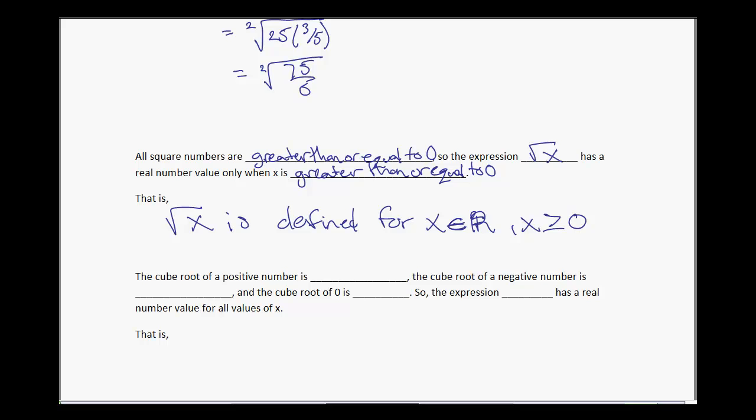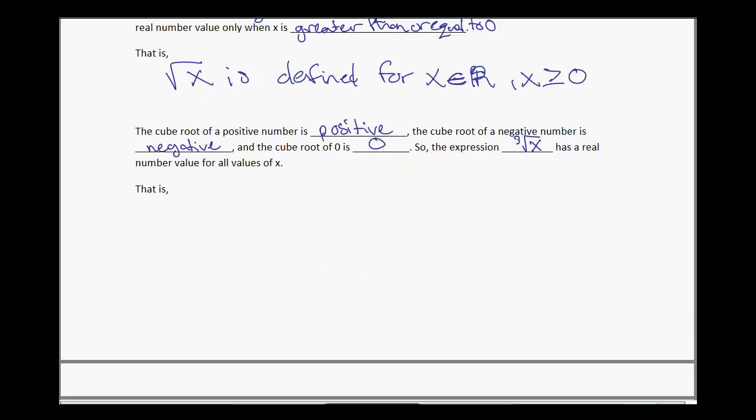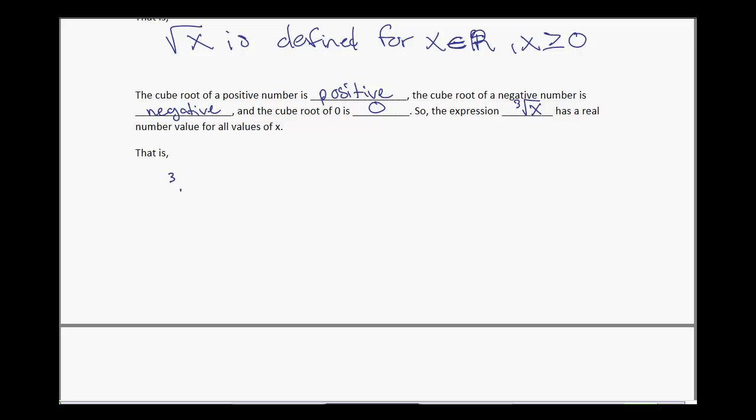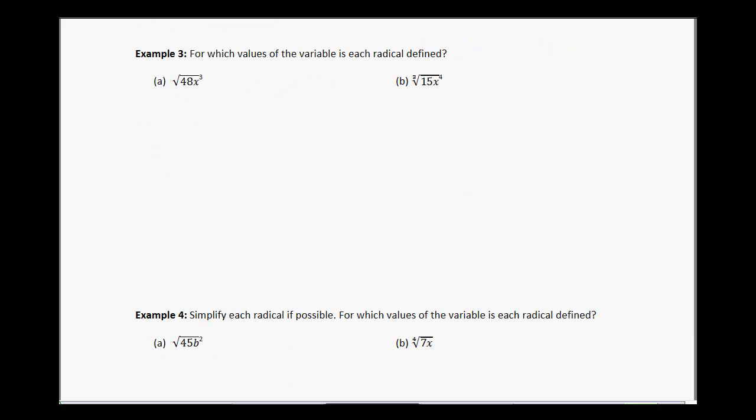But looking at the cube root, the cube root of a positive number is positive. The cube root of a negative number is negative. And the cube root of 0 is 0. So the expression cube root of x has a real number value for all values of x, which is much different than when we're looking at the square root. So that is, the cube root of x is defined for all values of x. Look at some more examples.